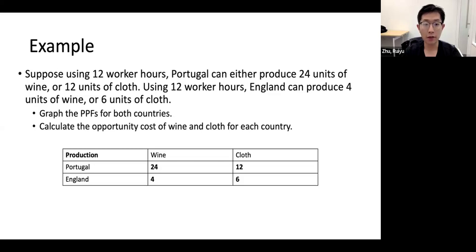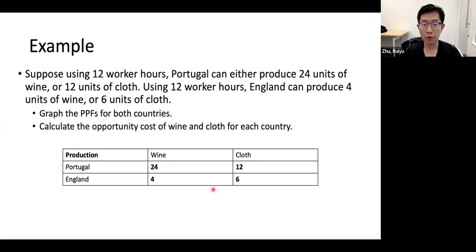Suppose using 12 work hours, Portugal can either produce 24 units of wine or 12 units of cloth. And using the 12 work hours, England can produce either 4 units of wine or 6 units of cloth. Right, so their production can be summarized into this table. So the maximum value of wine they can produce is 24, and the maximum value for cloth is 12, and so on for England.